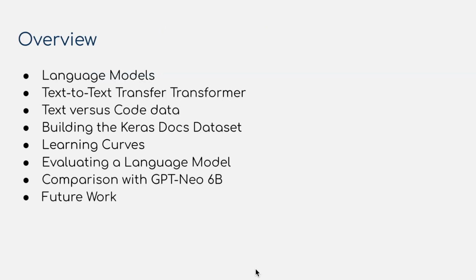Here's an overview of our presentation of KerasBERT. We'll start off with some technical background of language models and the text-to-text transfer transformer, as well as the key difference between working with text data like what GPT-3 uses and traditional natural language processing applications compared to working with code data, as well as these blends between natural language and code data sets. Then we'll talk about how we built the Keras docs data set and what we're considering with the future for maintaining these kinds of data sets. Then we'll show the learning curves of fitting our language models on this data set, and then we'll get into how we try to evaluate this model with closed task completion, and again looking at these learning curves, and then comparing it with the GPT Neo 6 billion parameter model with the zero-shot inference, and some ideas we have for the future work of developing KerasBERT.